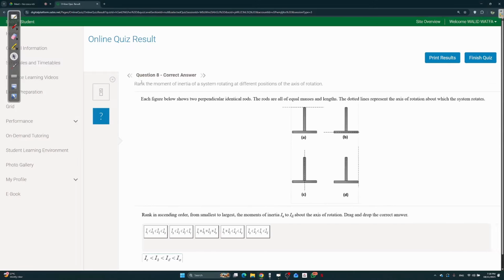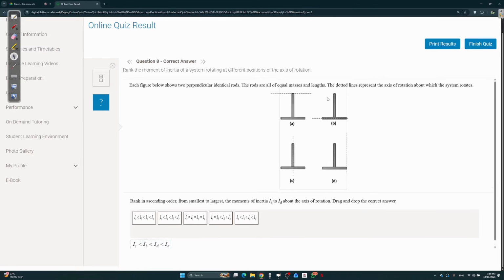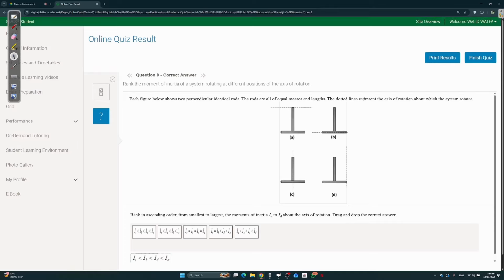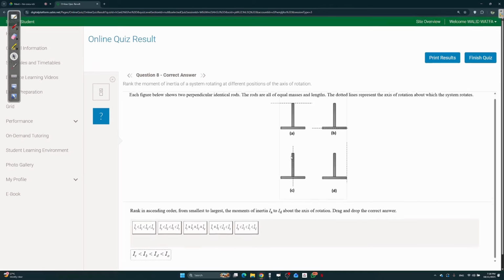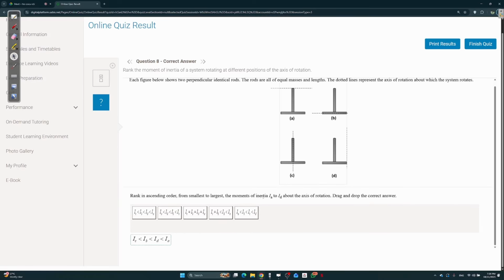Question 8. Each figure shows 2 perpendicular identical rods. The rods are all of equal masses and length. The dotted lines represent the axis of rotation about which the system rotates. Rank in ascending order from smallest to largest the moment of inertia about the axis of rotation. If you want to rank, the smallest is going to be this one here, because this is the original. How do you know it's the original? For a rod, the axis goes through the center.